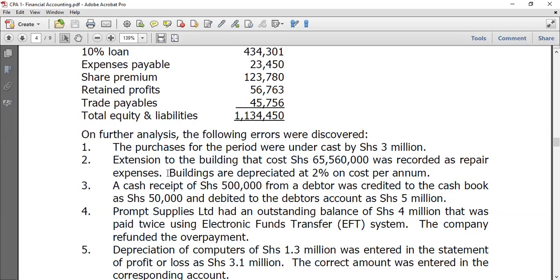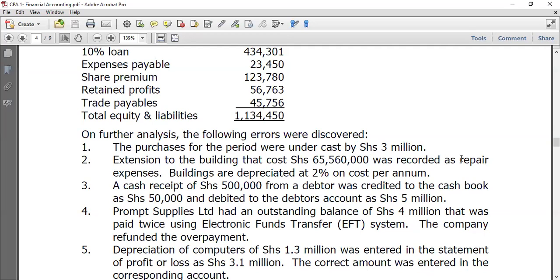Now, why the examiner goes ahead to give you this aspect of saying buildings are depreciated at 2% on cost per annum, this is coming in because ideally, if this value had been recorded in the repairs expenses, it's also much likely that it was missed out when we were depreciating our assets, okay?